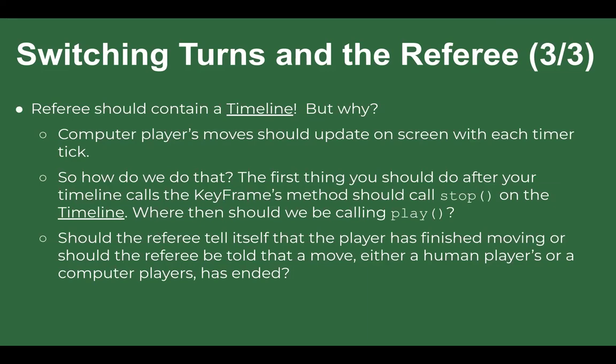Why, you may ask? The computer player's moves should be updated on screen with each timer tick. And how do we do that? The first thing you do after the timeline calls the keyframe method is to call stop on the timeline. But then where would we be calling play?